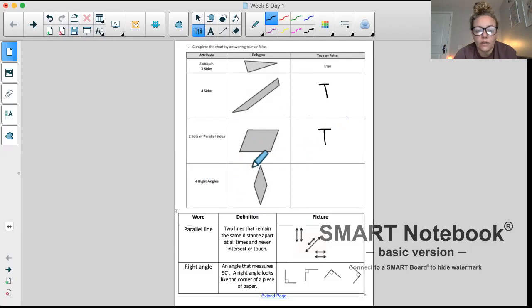4 right angles for this last figure. Right angles we see is also defined down here. An angle that measures 90 degrees. A right angle looks like the corner of a piece of paper. So there's all these different examples, and you see that little, they make it into a box. If it makes a perfect square, it's a right angle. Do you see angles that look like that here? No, these are too small, these ones, and these are way too big. So if that is not true, we put an F for false.